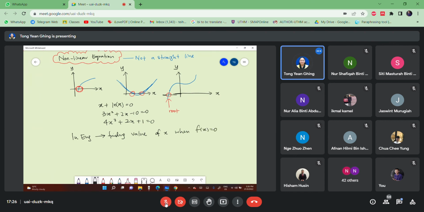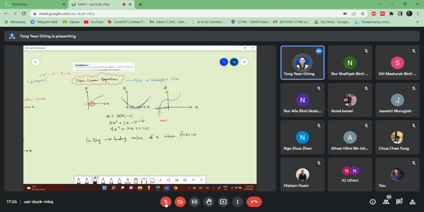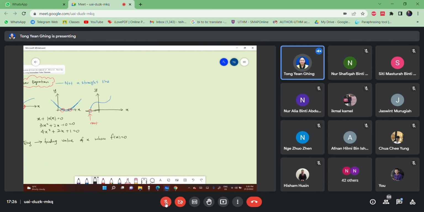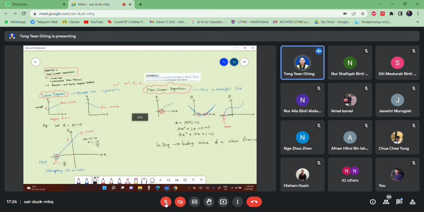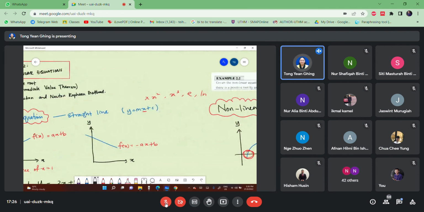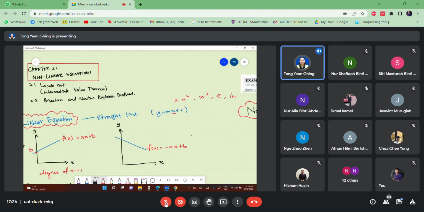Okay. So because this nonlinear equation is difficult, we have one of the methods. Here, this is one of the methods. There are several, we have 3 methods. One is this intermediate value theorem, another one is bisection, and the third one is Newton-Raphson. So today I try to cover this one.